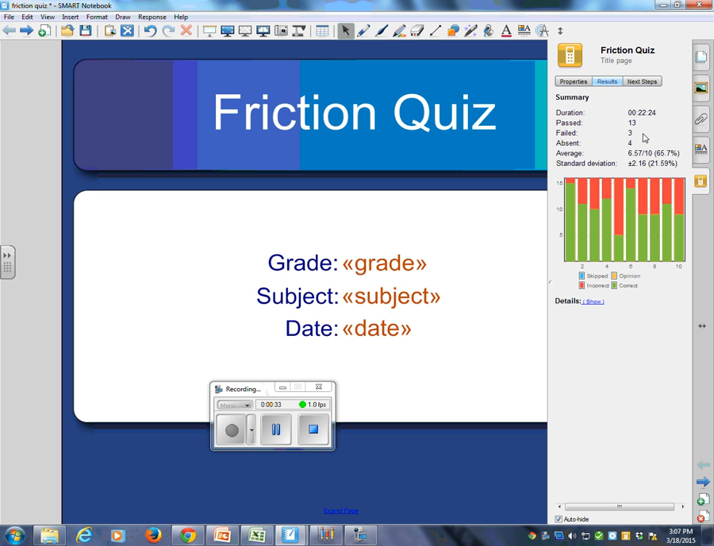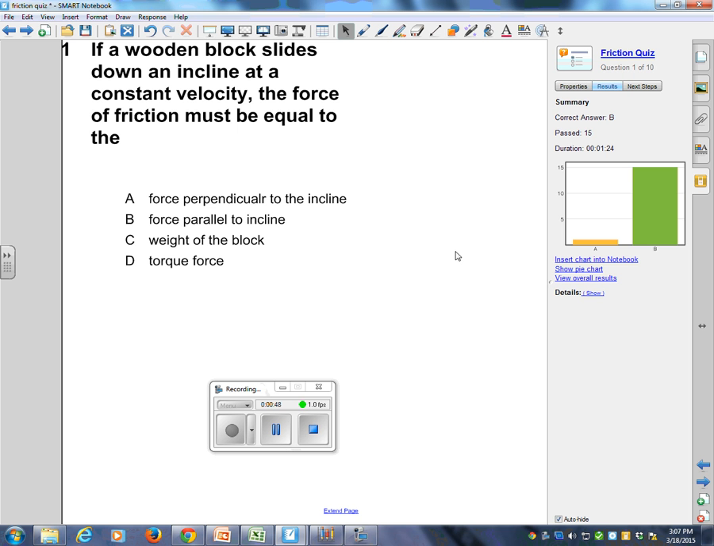Overall results, 65%. It's about where I would expect. Not terrible. Okay? Let's go through them one at a time.